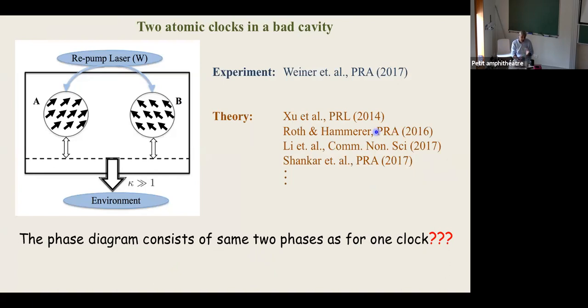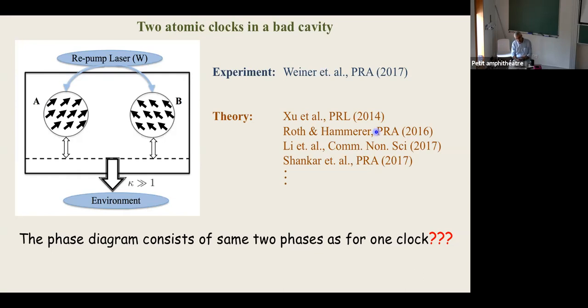So this system of two clocks was realized experimentally 4 years ago, and it has been studied. It and similar systems have been studied theoretically for quite a bit, with the conclusion that the phase diagram consists of just the same two phases as for one clock, and then apart from that there is some nonsense. So when we started to work on this, there were two surprises.